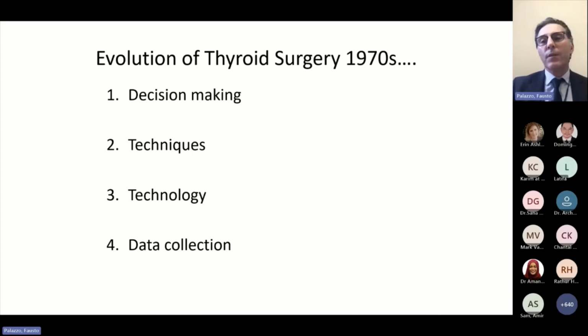And from the 1970s onwards, we have had a new phase of evolution, and the evolution has regarded 4 different issues. One has been how the decision making is made in thyroid surgery, the techniques that we use, the technology that's been introduced, and another very important thing in thyroid surgery in recent years, which is the issue of data collection.